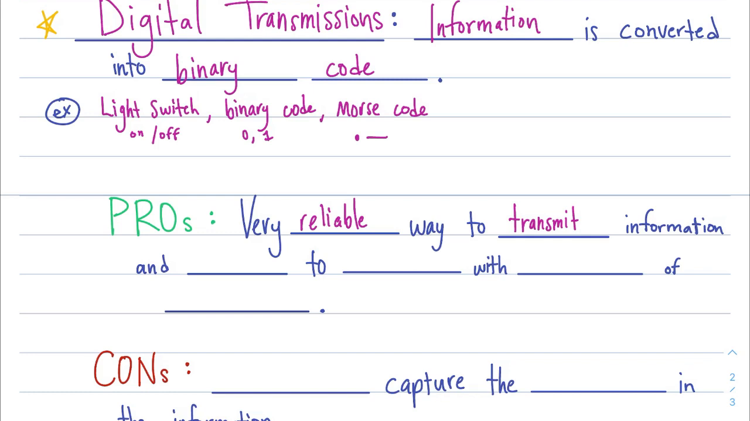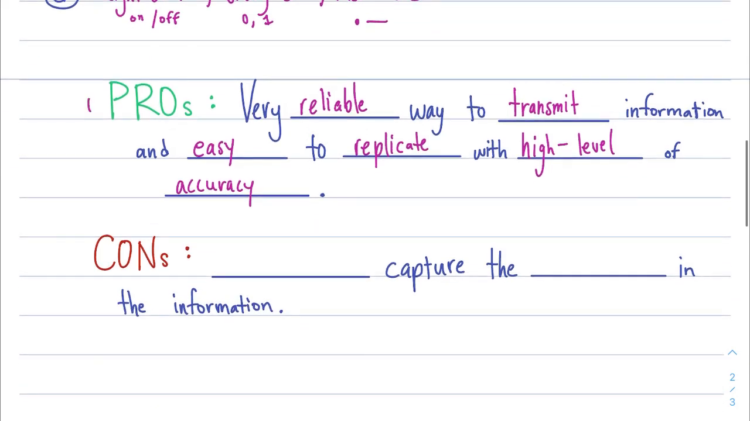And it's easy to replicate or to make a copy of the code. It's easy to replicate with a high level of accuracy. So if you got a message of Morse code, you could just repeat that exact same Morse code, and no matter how many times you repeated it, that message would just continually be repeated very, very reliably. So we have our pros. Those are the positives.